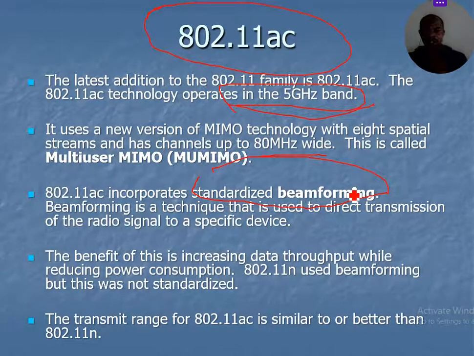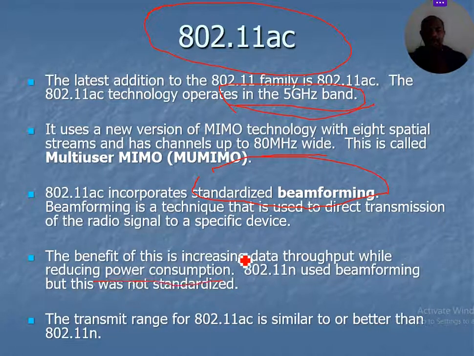Beamforming is a technique that is used to direct transmission of a radio signal to a specific device. It's a technique used for directing the transmission of a radio signal to a specific device, the device that has been designated for the specific data being transmitted. That technique is called beamforming. Now, the benefit of this is increasing data throughput while reducing power consumption.